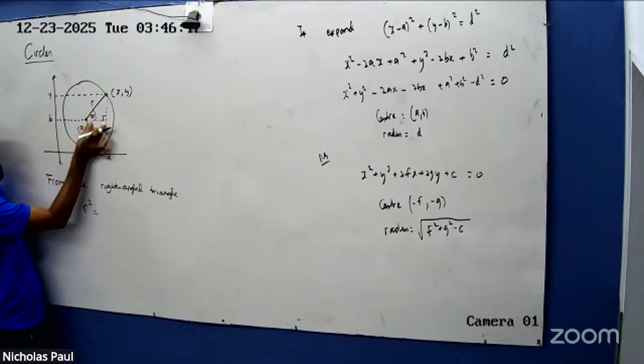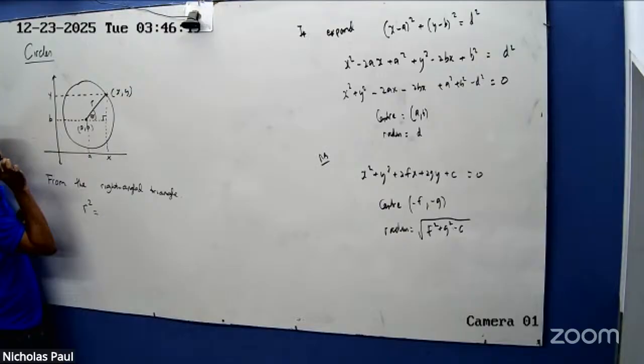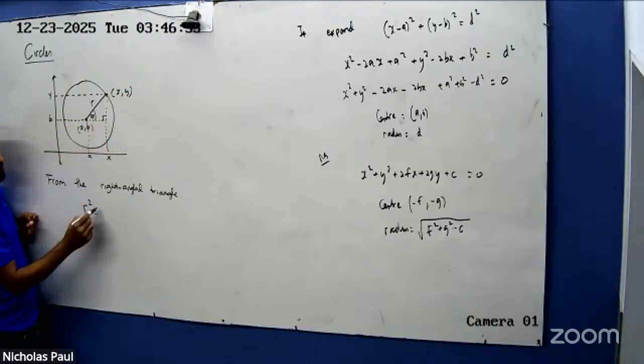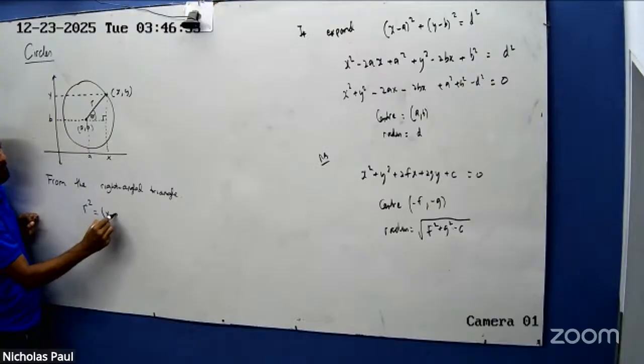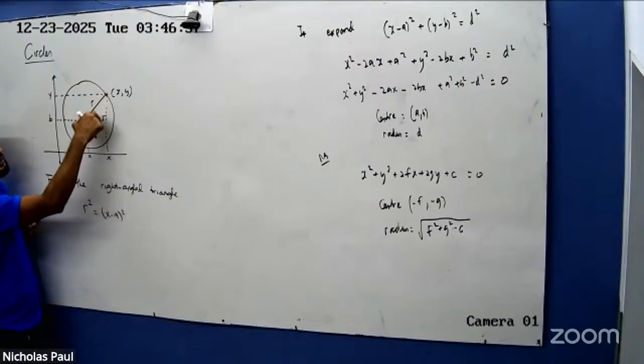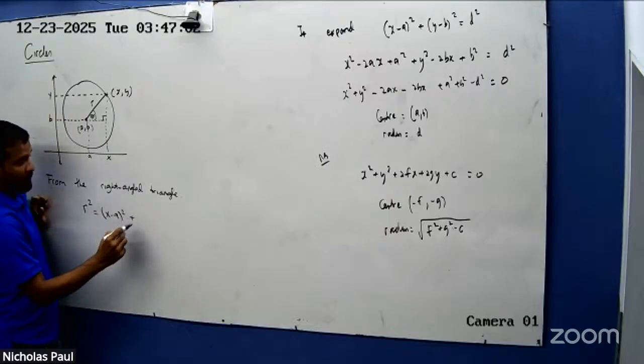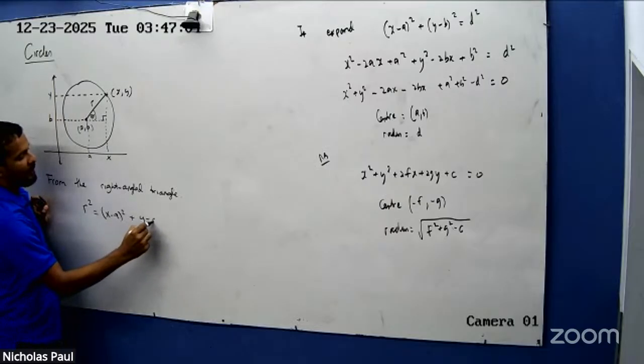Anybody can tell me what this length is here? This length here is what? X minus A. What about this length here? What is it? Y minus B.